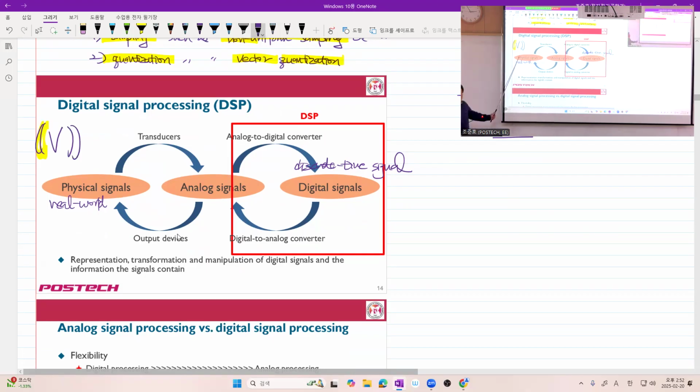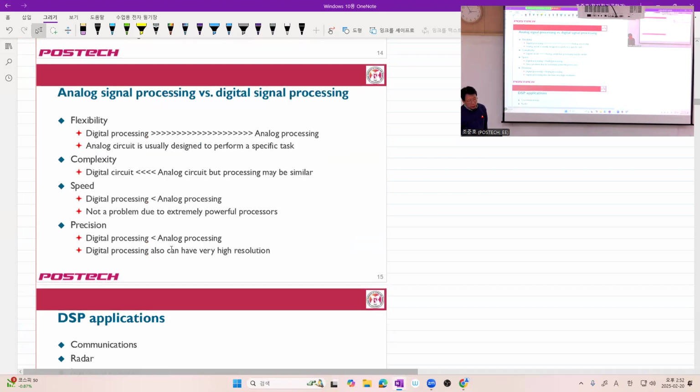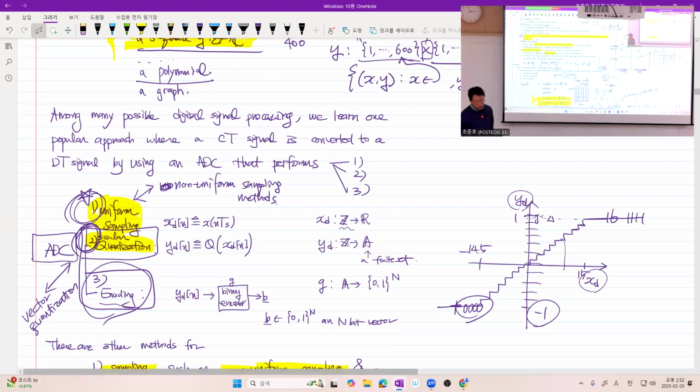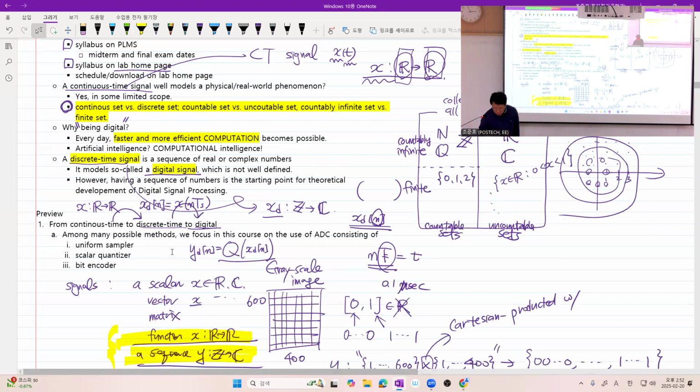So there is a real world or physical world. Usually what we first think of is an analog signal, or continuous time signal, or continuous parameter signal. And then we have digital signal, but actually in this course, we limit our interest to discrete time signals or discrete parameters. Got it? Okay, then why do we do digital signal processing? I summarized it here. The reason why we go digital is what? Here, the key is computation.